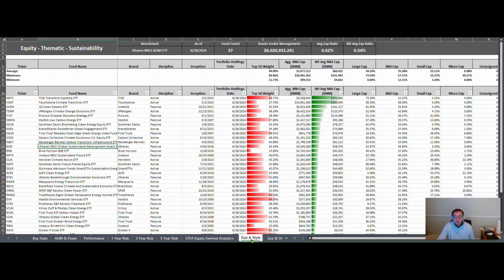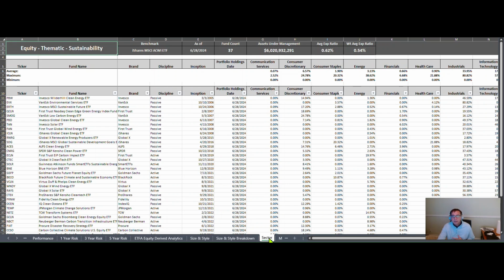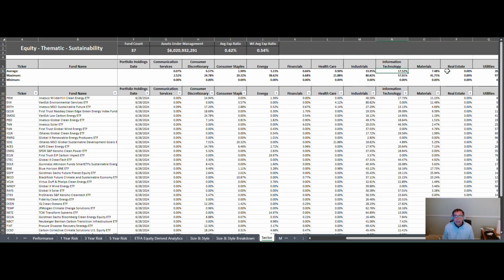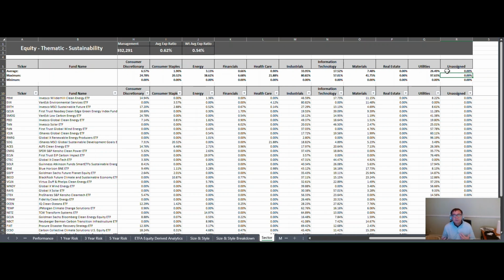I'll just quickly kind of illustrate now. We've got size and style for every category, the breakdown of that, your sectors. So if I go to my sector tab, I can see, okay, what are my highest average sectors? Industrials has 33% for this sector. There's that 80.82%. We talked about the VanEck Environmental Services being an industrials derived sector allocation. Technology is pretty high at 17.52, but you can see it's all the way from 57% to 0% in that category. So very diverse grouping of ETFs, very different ways of looking at sustainability, clean energy companies across these portfolios.